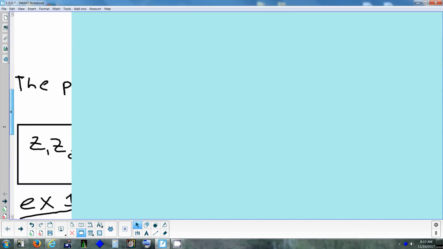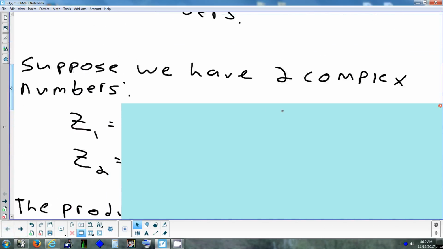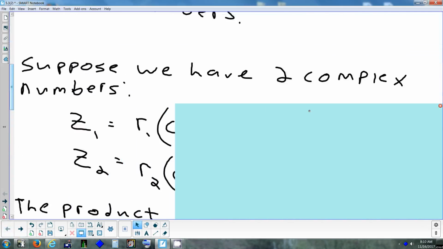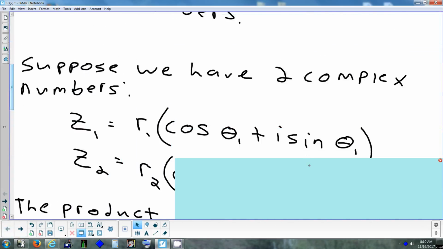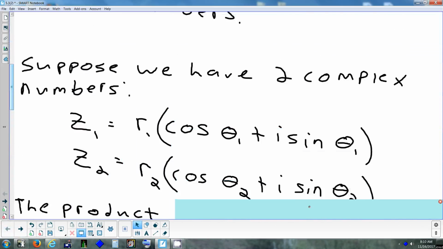In order to show you the formula, I'm just going to keep it as general as possible. The first complex number, its radius is R1. The second complex number has a radius of R2. And the angle for the first complex number, for now, let's just call it θ1, the first theta. And let's call the angle in the second complex number θ2, the second theta.